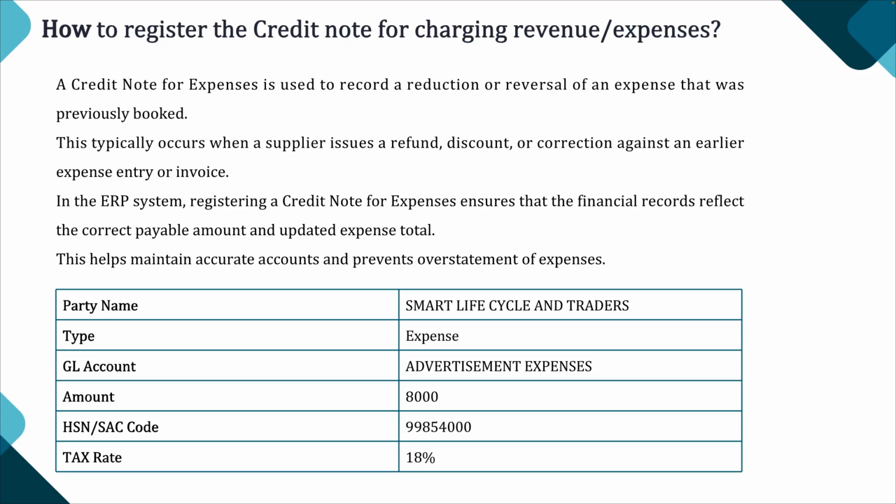In the ERP system, registering a credit note for expense ensures that the financial record reflects the correction, payable amount, and updated expense total. This helps maintain accurate accounts and prevents overstatement of expense.